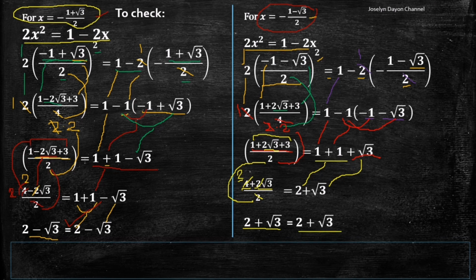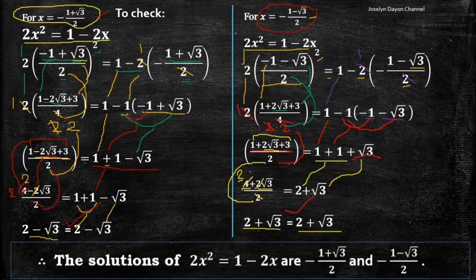So if you have observed, we have also a true equation 4x equals negative 1 minus square root of 3 all over 2. So we can now conclude that the solutions of 2x squared equals 1 minus 2x are negative 1 plus square root of 3 all over 2 and negative 1 minus square root of 3 all over 2.